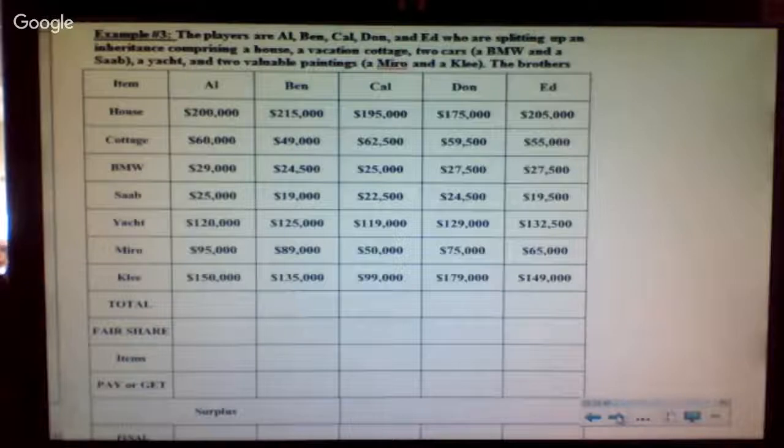Okay, for this one, because we're dealing with such big amounts of money, I added an extra row for a total. When you add up each column, give me a total, then divide it by 5 and give me their fair dollar share. Take a minute or two and find out what their total is and their fair dollar share. If you think you're good, go ahead and rock this, and we'll check it when we're done.